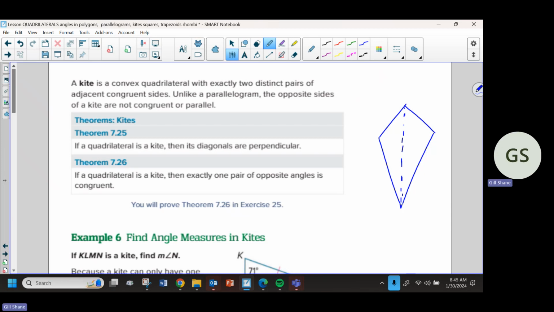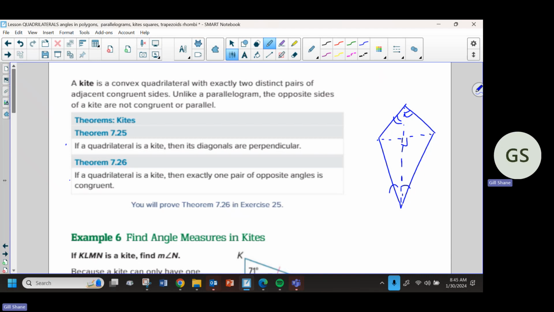So the diagonals are perpendicular. Remember how I told you there's another shape we're going to learn that has that? The diagonals are perpendicular, and the diagonals also bisect each other. I told you that was going to be true for that shape also. Well, if they're perpendicular, that means there's 90 degrees. All four of those in the interior are 90 degrees. So that's your two new theorems.